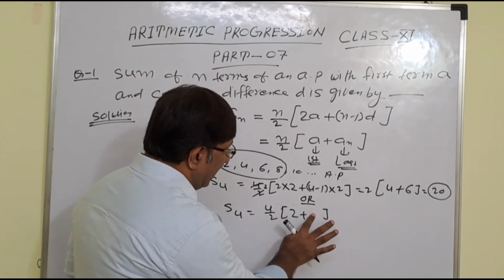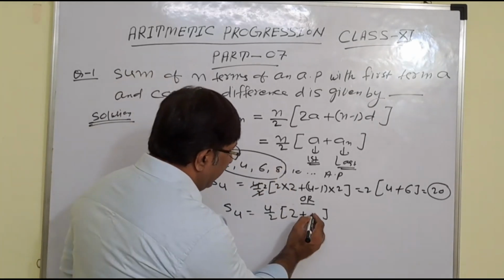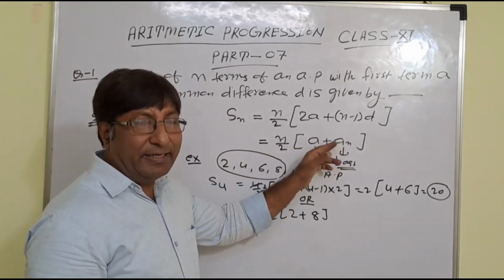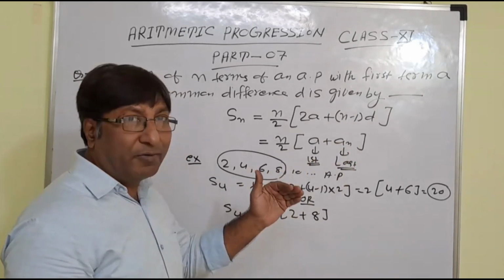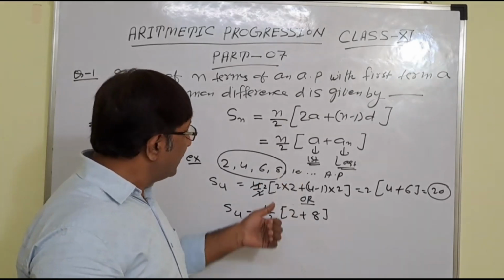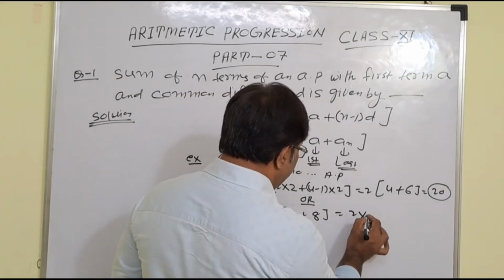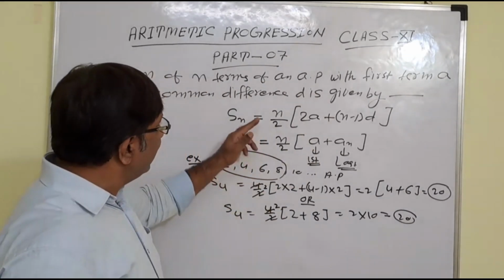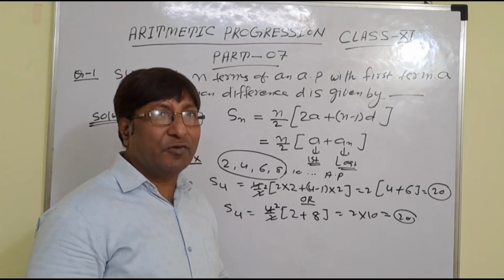The last term is, counting 1, 2, 3, 4, the fourth term, which is 8. So we will take 8 here, because in my formula n by 2 into (A plus An), n is the total number of terms, and we take the first term and last term. The total number of terms is 4, so the last term is A4, and A4 is 8. Now 4 by 2 is 2, so we get 2 into 10, and again our answer is 20. So we can use these 2 formulas any time for finding the sum of n terms of any AP.